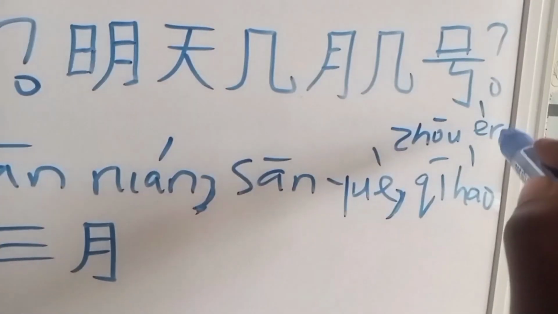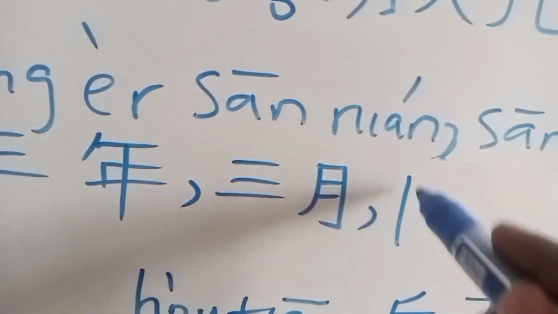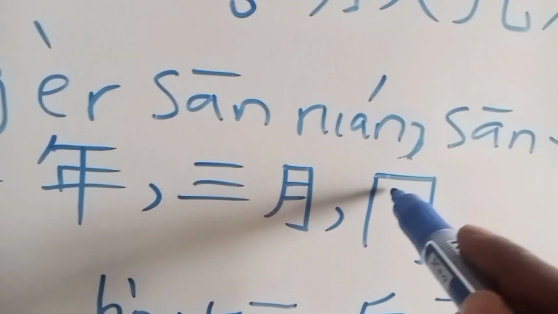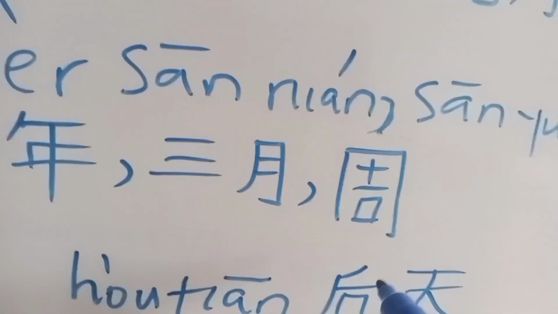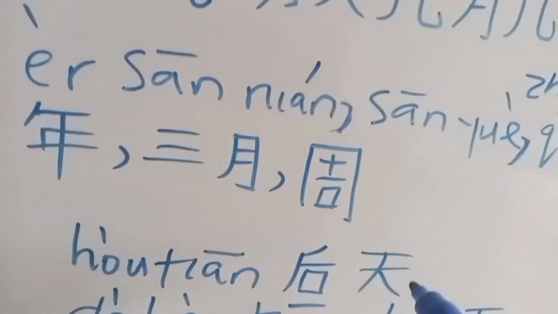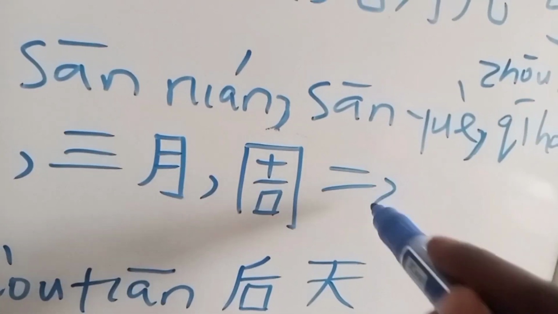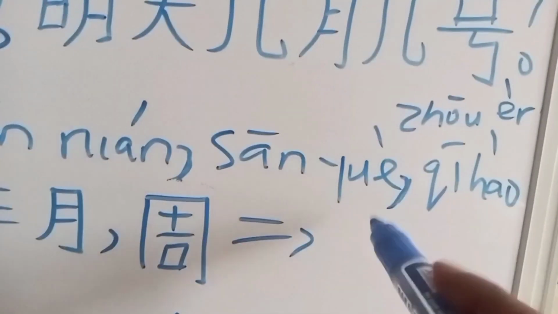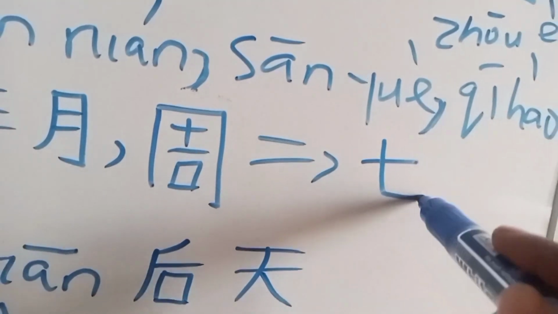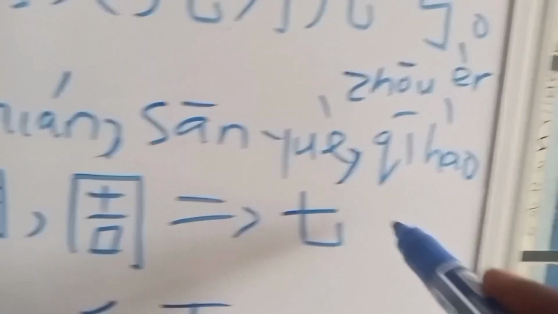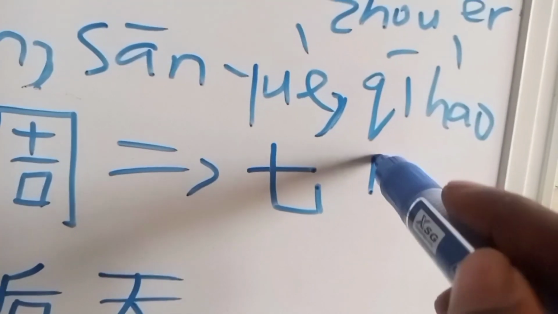Okay, zhou er. I said I will use zhou here because I want you to get used to zhou. I want you to get used to the two words and the two characters. Zhou, comma, qi hao. Remember how to write qi, number 7. We say you do like this, you do like this. It looks like T. Qi is even pronounced like you're saying T. Then how.